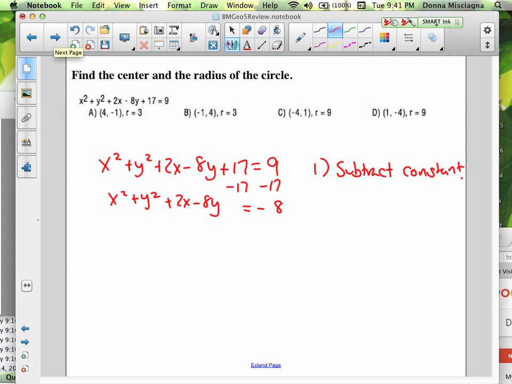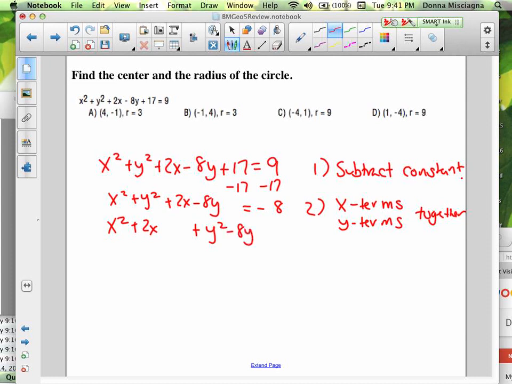Step number 2, we want to put the x terms together and the y terms together. We don't want x's and y's all mixed up, otherwise that's going to make it difficult for us. So we have x squared plus 2x, and I'm going to leave a little space, plus y squared minus 8y equals negative 8.